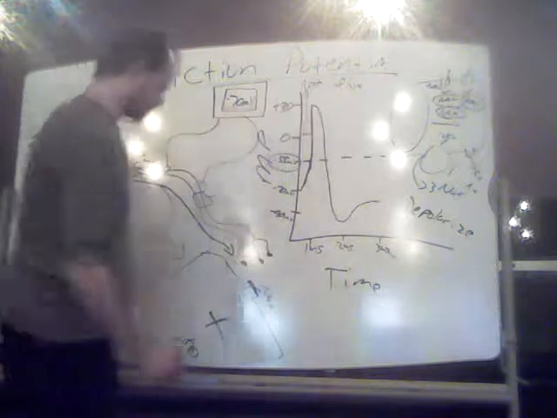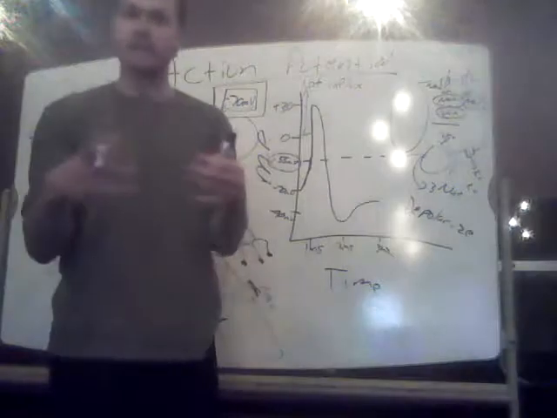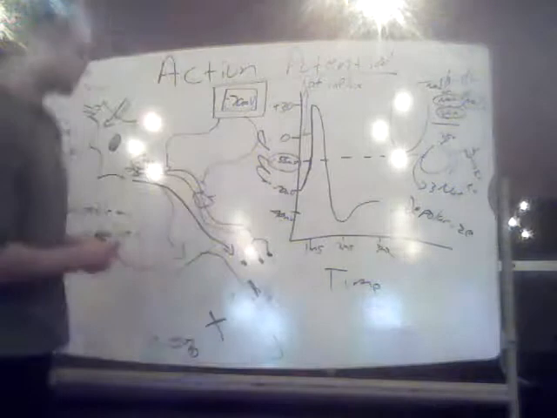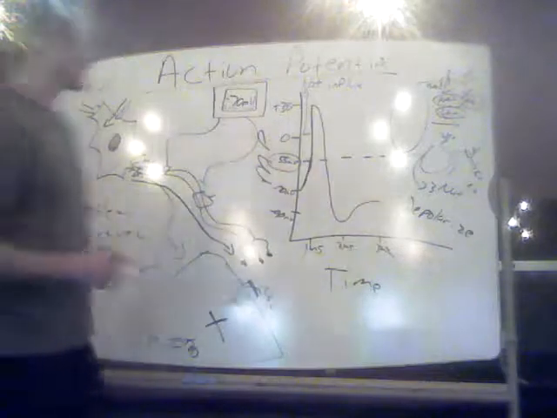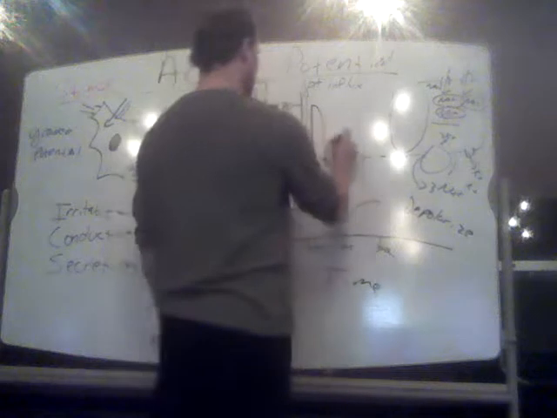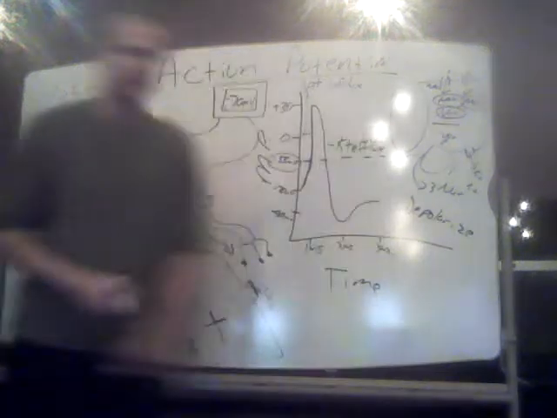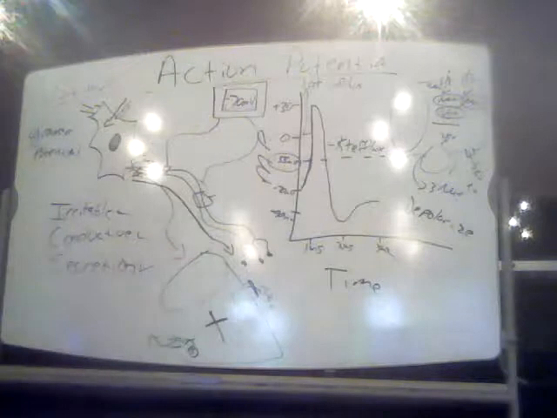Okay, and remember, sodium is not going to pass through a potassium gate, so that sodium is just going to remain on the inside of the cell. Okay, and then that's what this big downward spike is going to be. It is going to be a potassium efflux. Potassium is moving out.